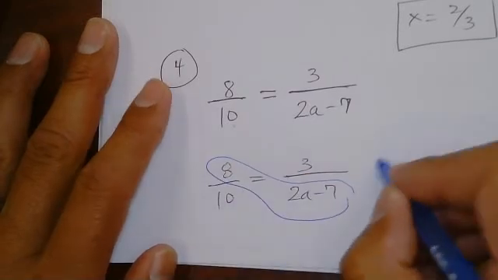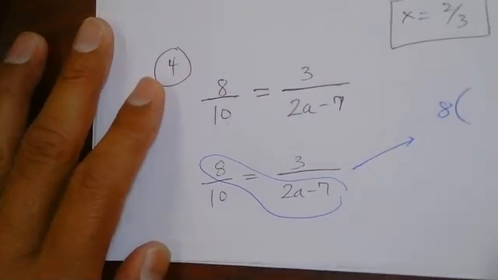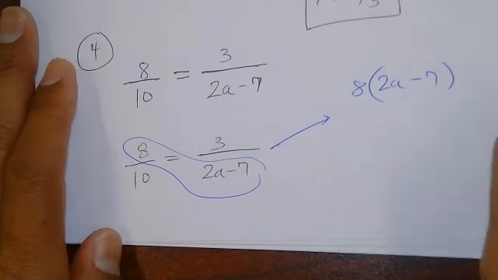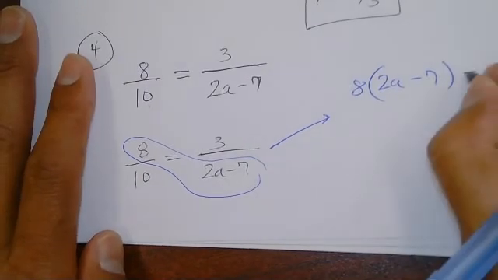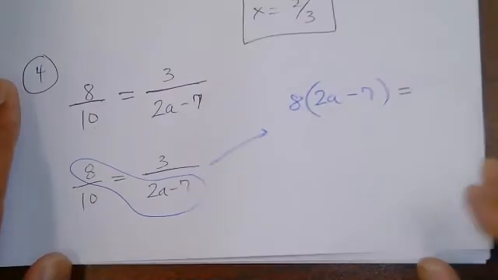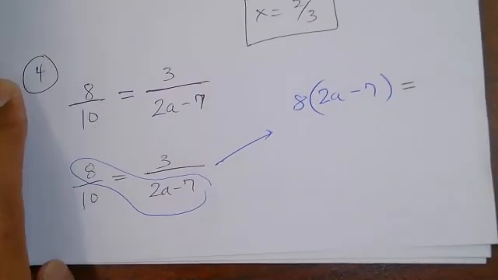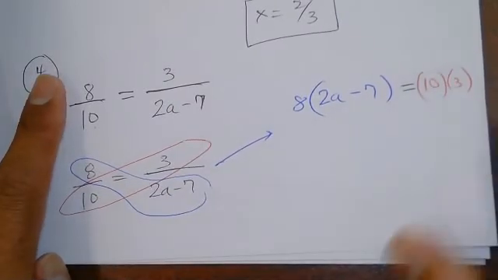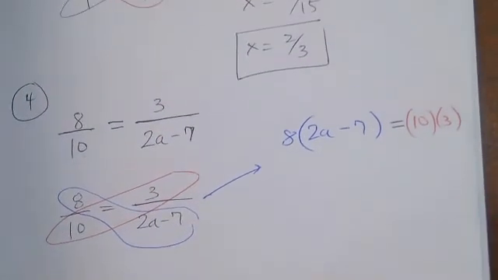And which one am I going to start with first? This one. It'll be 8 times 2a minus 7 equal to what? Well, now you got to cross multiply the other way. 10 times 3.